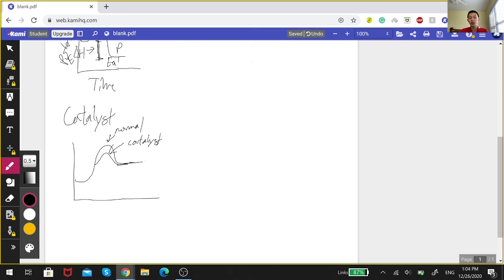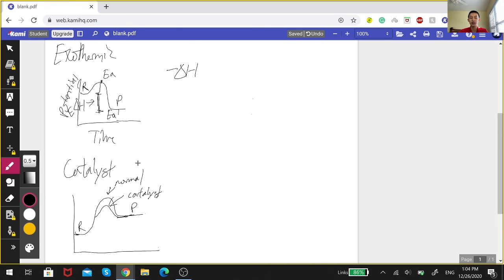A catalyst's job is to decrease the activation energy, but the amount of energy that reactants and products start off and end with does not change. The only thing that changes is the activation energy.